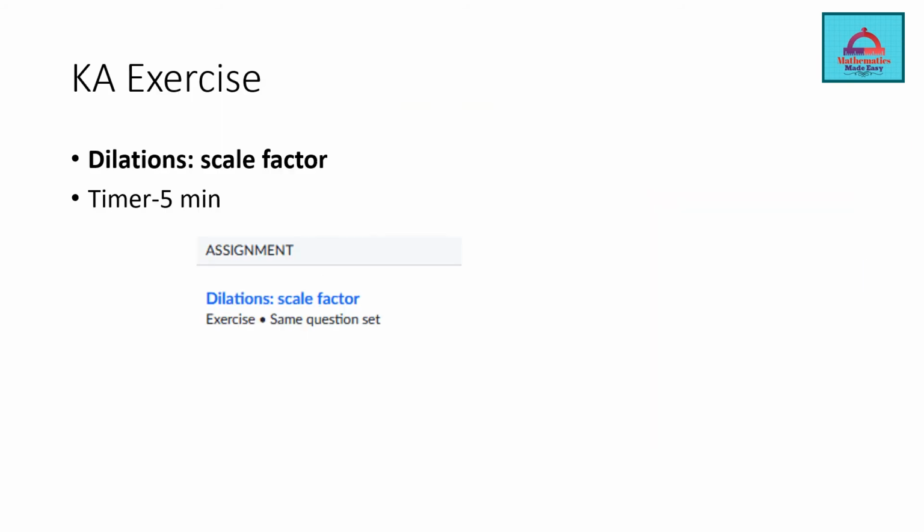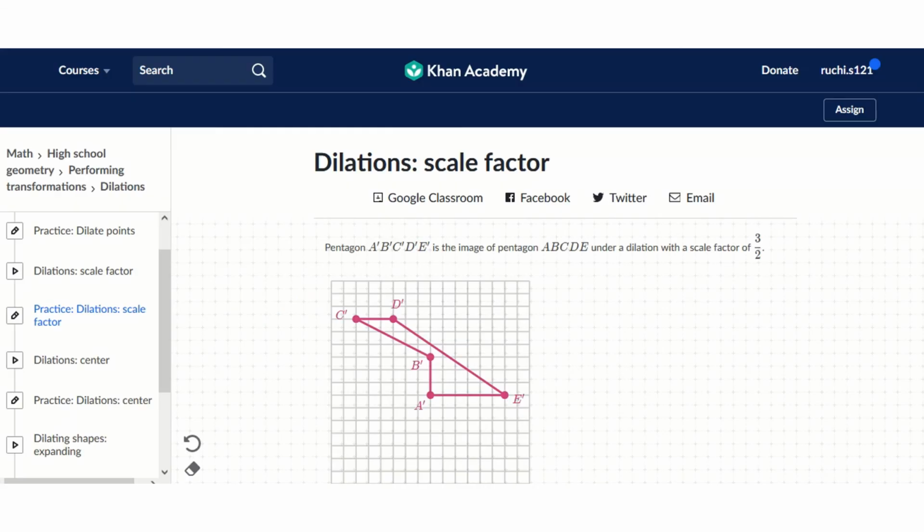Let's now do a Khan Academy activity. So I'm going to take you for another 5 minutes onto the activity. I will do one question for you. The name of the activity is Dilations and Scale Factor. Here we need to find the scale factor. So let's solve it together. This is the question given to you. I'm doing one question from the activity dilation scale factor.